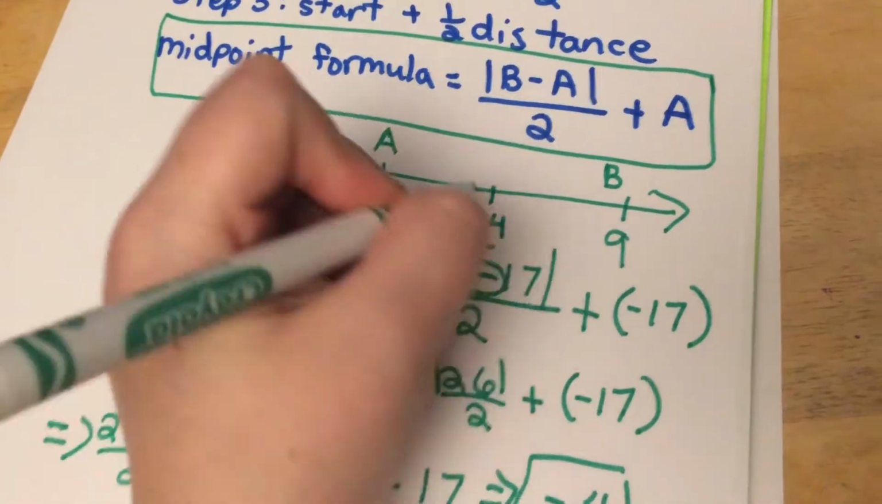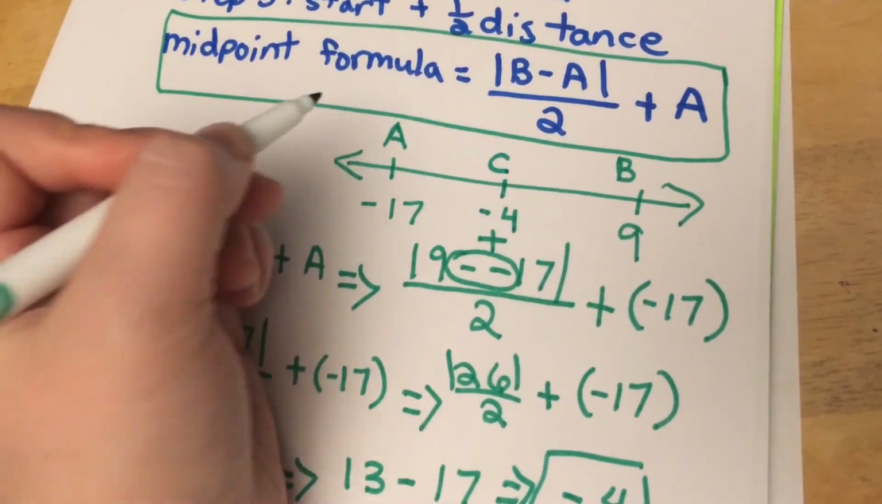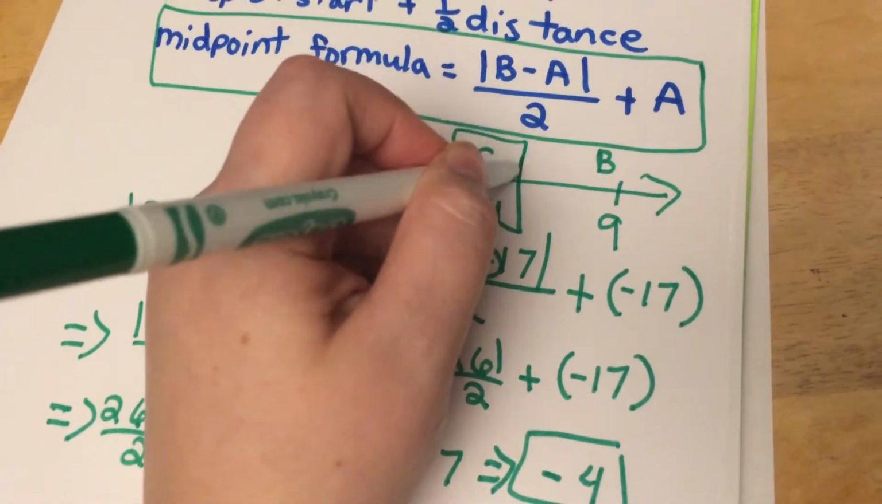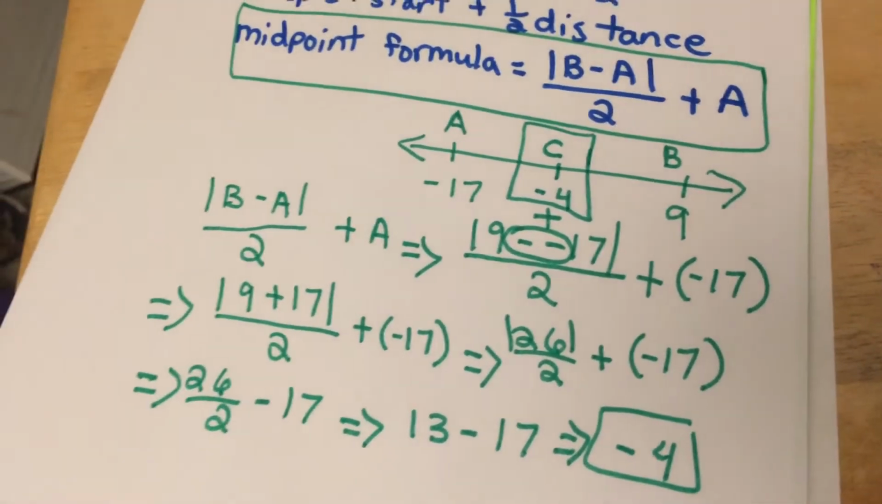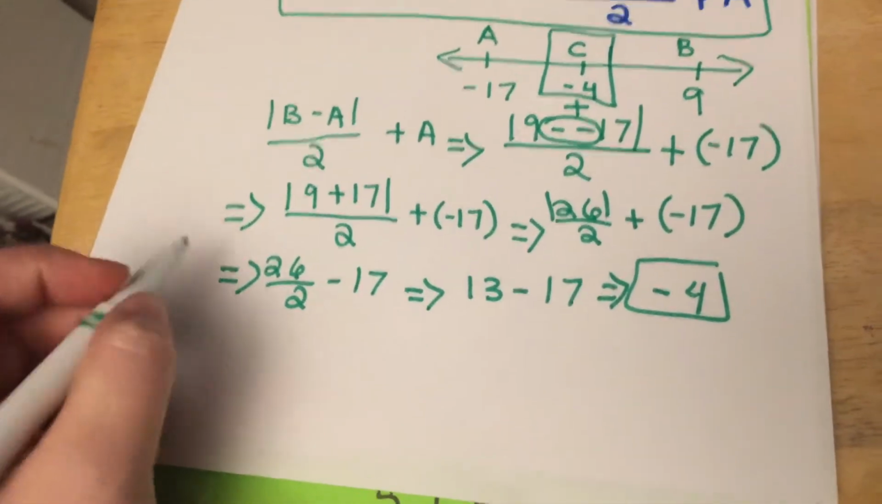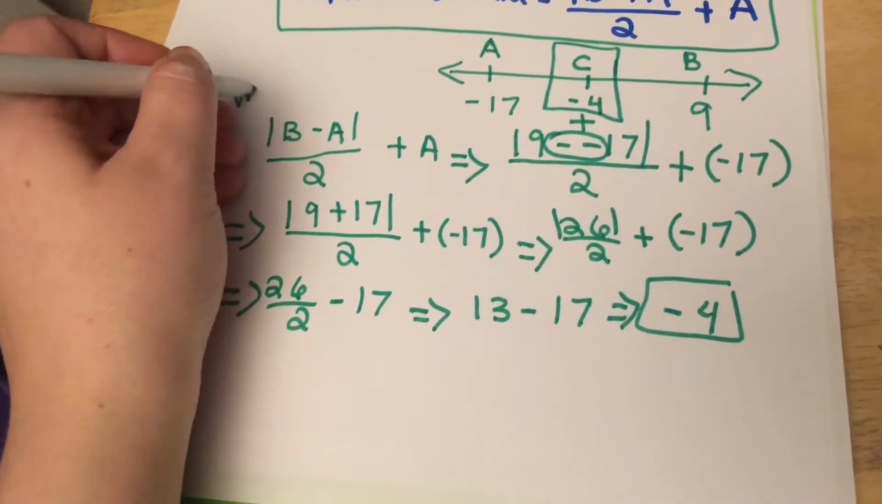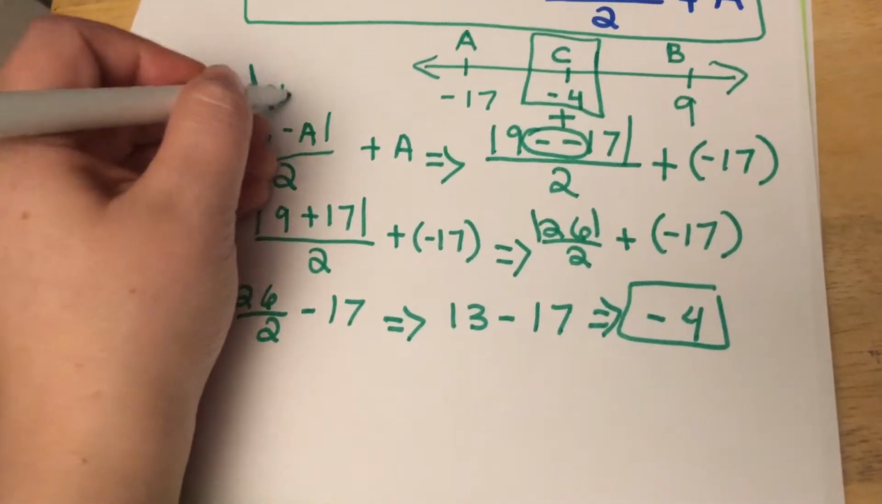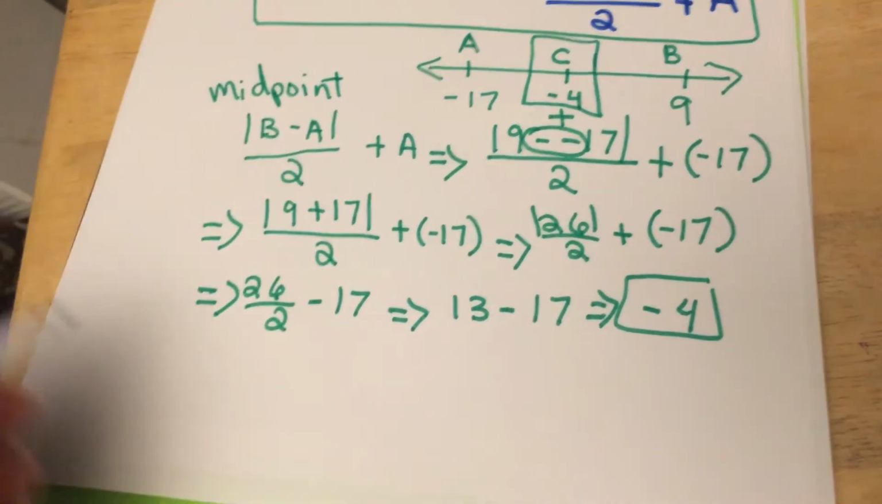So we go back and we mark our negative 4. We say that that's our C, and that's our midpoint. And that's how we use our formula. Okay? Remember, if it doesn't want midpoint, if it says, okay, how do we find our distance? Then we only have to do the first step.